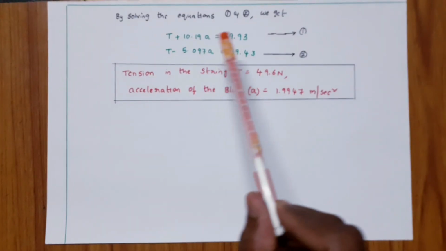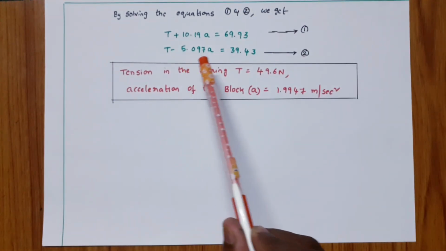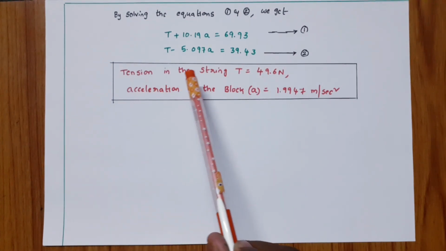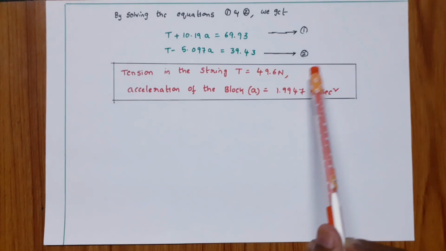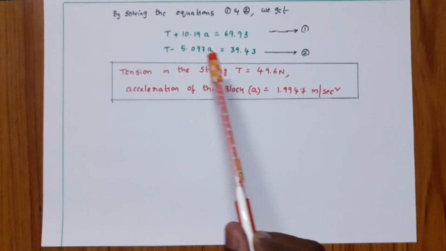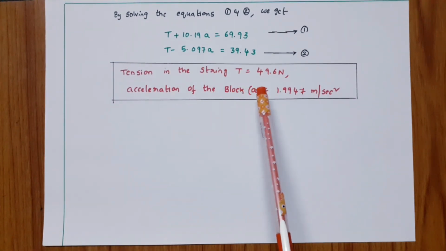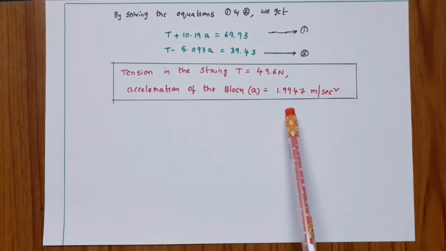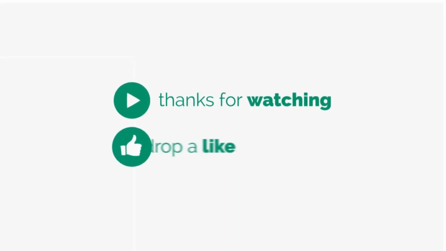By solving equations 1 and 2, we have T plus 10.19A equal to 69.93 and T minus 5.097A equal to 39.43. By solving these two equations, the tension in the string T equal to 49.6 newtons and the acceleration of the block A equal to 1.9947 meter per second square.